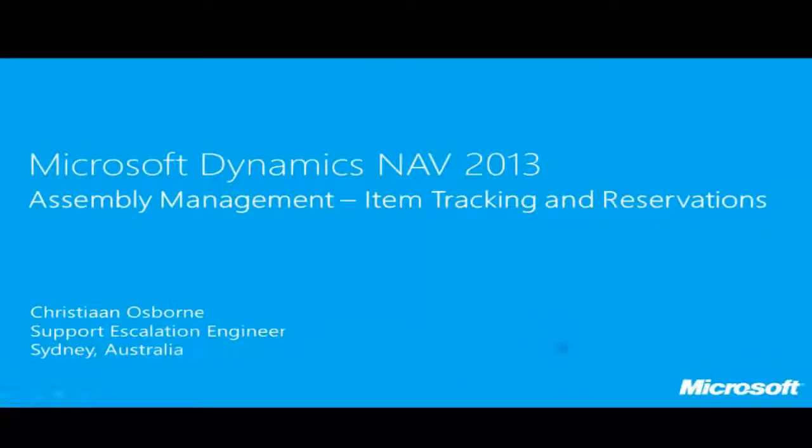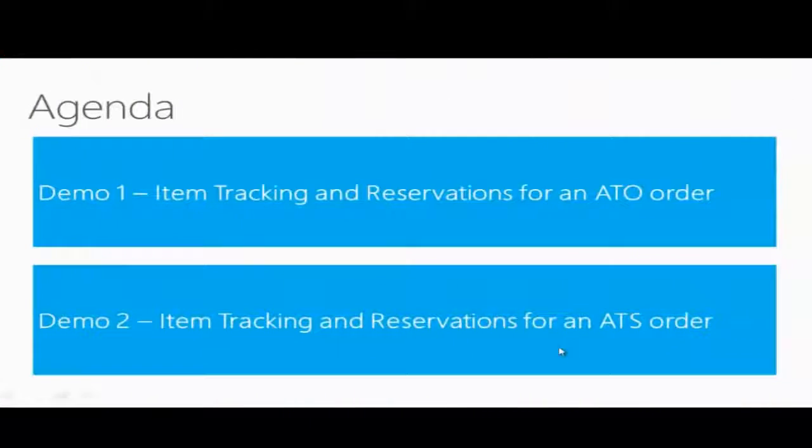So now just moving to the next slide, which covers the agenda. The demo script consists of two parts. The first part will cover item tracking and reservations for an item set as assembly to order. The second part will cover the same two features, but then in the use of assembly to stock.